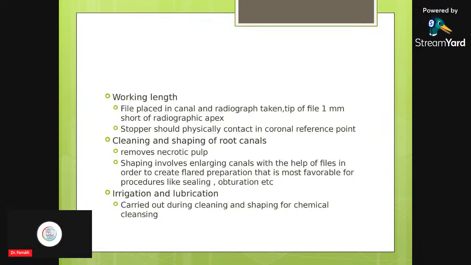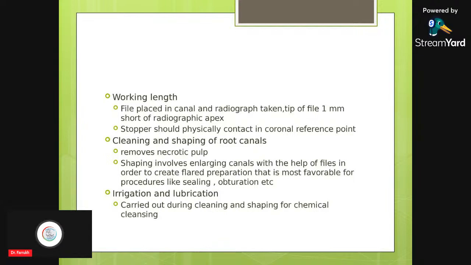Okay. Then the next step is working length. What we do is we find the working length. How is it found? Basically, the file is placed in the canal and a radiograph is taken. The tip of the file is 1 millimeter short of the radiographic apex. Okay. The stopper should physically contact the coronal reference point.